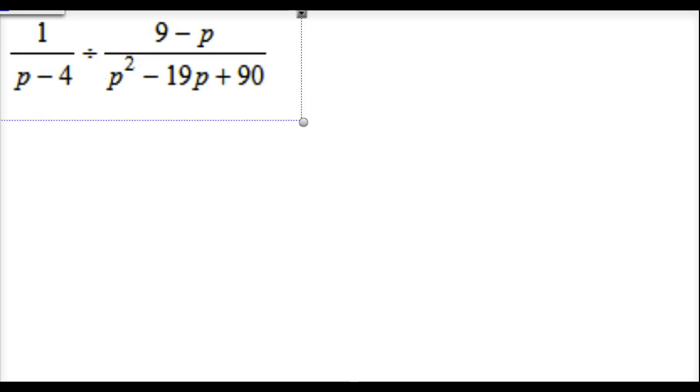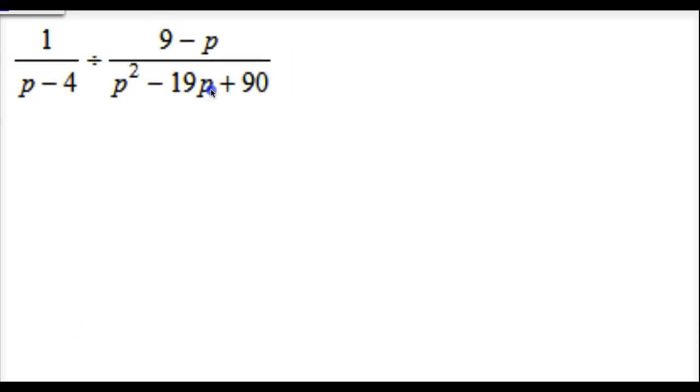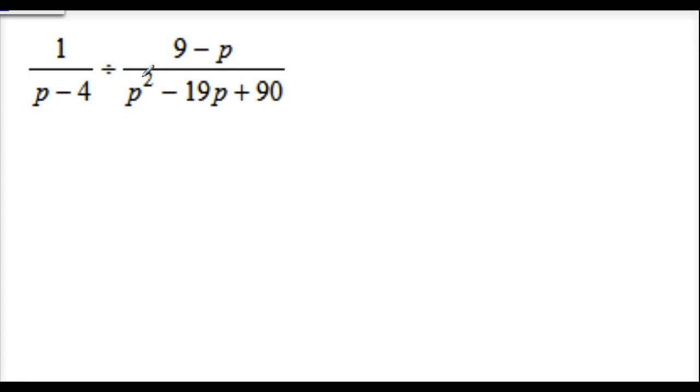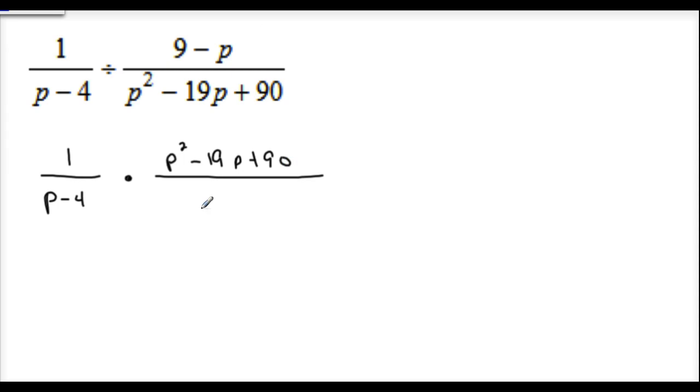Let's try another one. We actually have to factor ourselves. Okay. We have 1 over p minus 4 divided by 9 minus p over p squared minus 19p plus 90. Alright, so my first fraction here stays as it is. So 1 over p minus 4 times, I'm going to flip this, p squared minus 19p plus 90 over 9 minus p. Eventually, as you get a little faster on these, if you want to flip them and factor at the same time, by all means, definitely do.